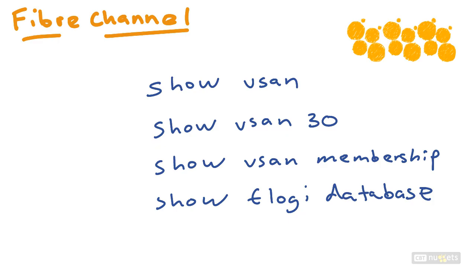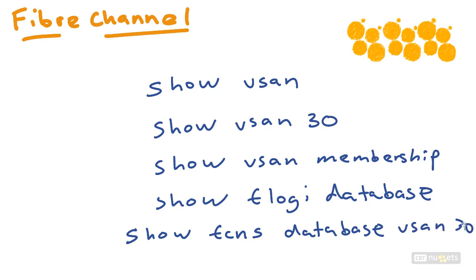Now remember when we talked about that distributed name service? Yeah, that was the FCNS, the Fibre Channel Name Server. In order to see that information on your local device, you can do show FCNS database, and you would typically want to restrict that to a particular vSAN. So I could say show FCNS database vSAN 30, for instance, in order to see the particular devices that have registered with the Fibre Channel Name Server.